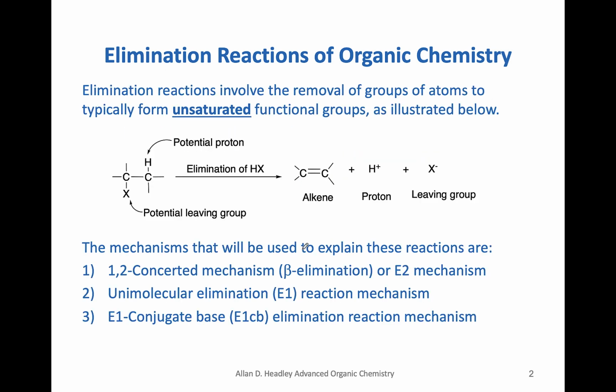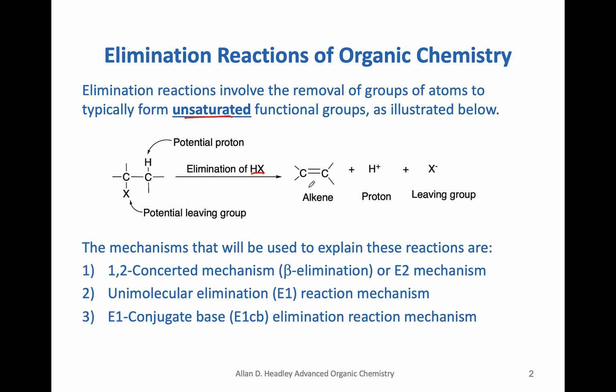So let us start. The general reaction mechanism, or what's needed for an elimination reaction to occur, is that atoms or groups of atoms need to be removed from typically a saturated molecule, such as this. So we have here a hydrogen and X, a potential leaving group. If HX are removed from this molecule, we have an unsaturated functional group.